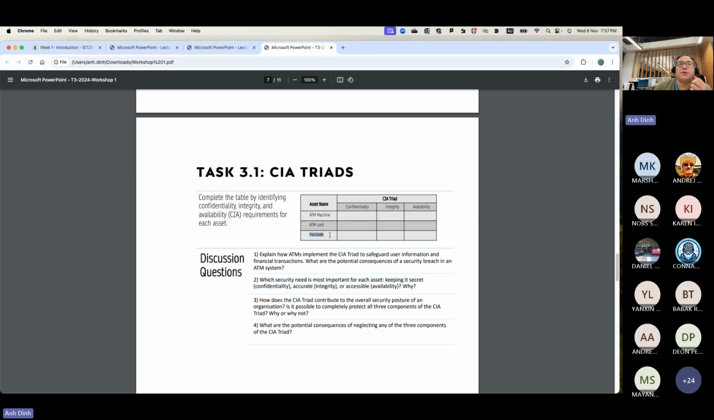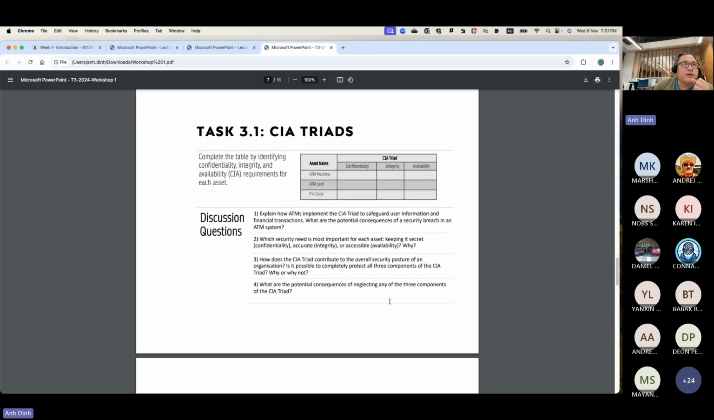For example, take a PIN code. What do you think is more important? Confidentiality, integrity, or availability? Okay, so this is something for reflection, for discussion. And another question is, what are the potential consequences of neglecting any of these three? Okay, so it's about which one is the most important, which one is the least important, and what happens if you sacrifice one of these.